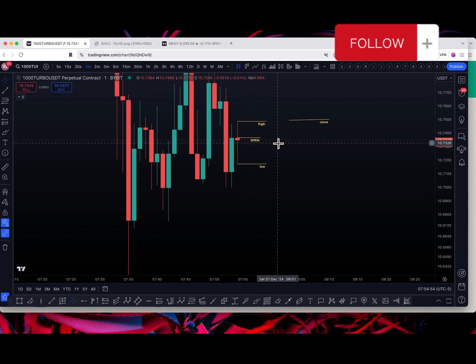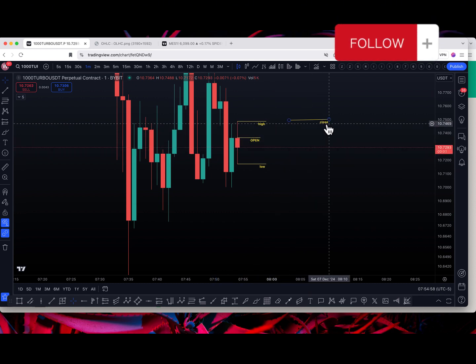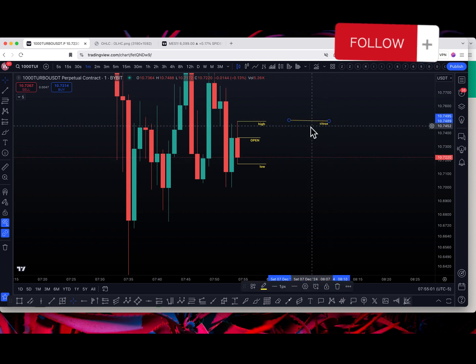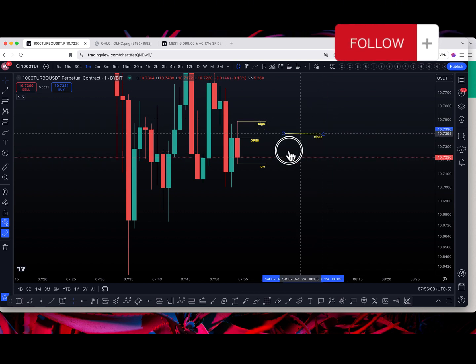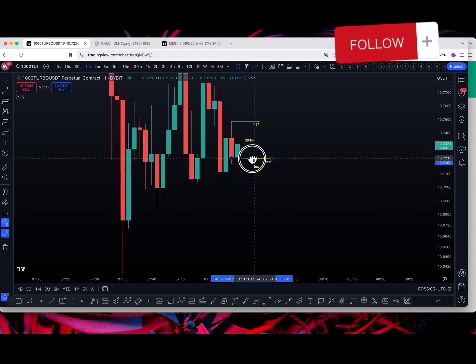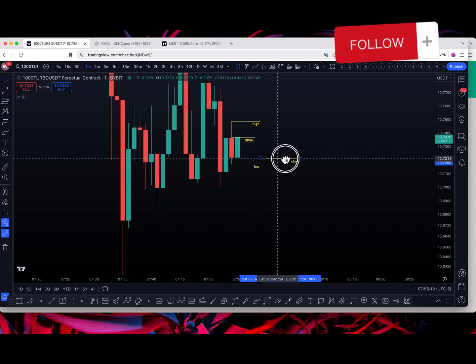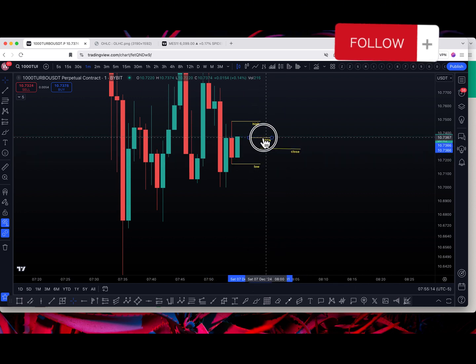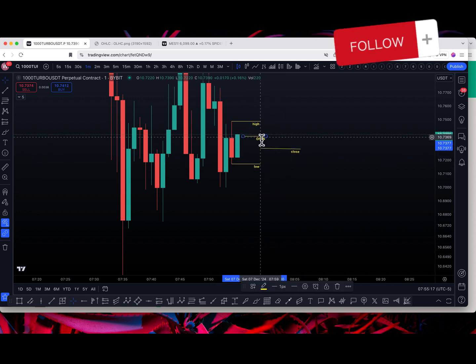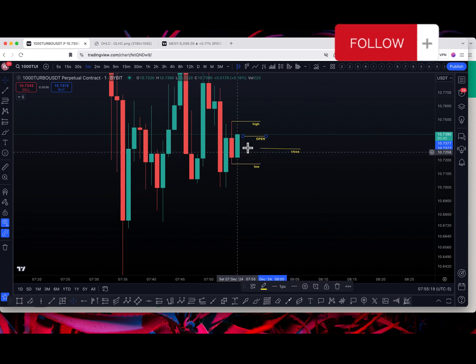This is the open. And it's about to close, and now it has already closed near the low. So it's a bearish candle. So you can see now how the candlesticks work in real time. And this is basically how the candles are going to tell you if they are bullish or bearish, depending on where they open and where they close.